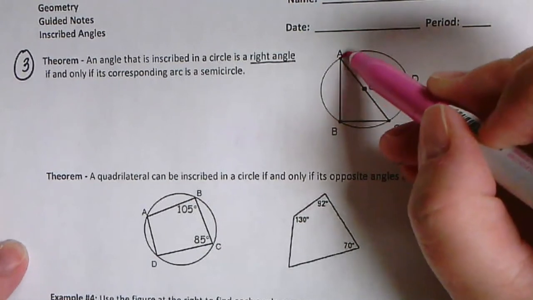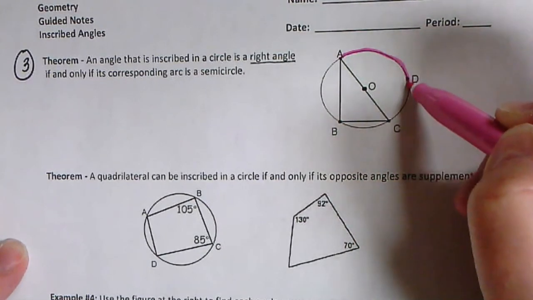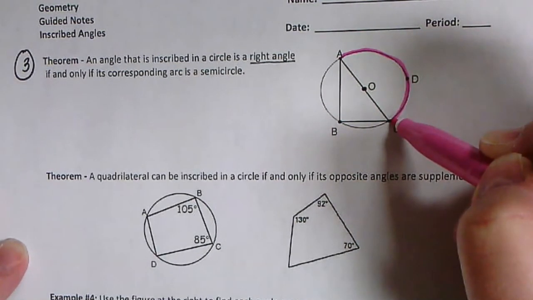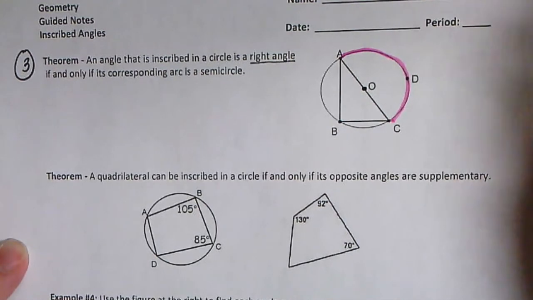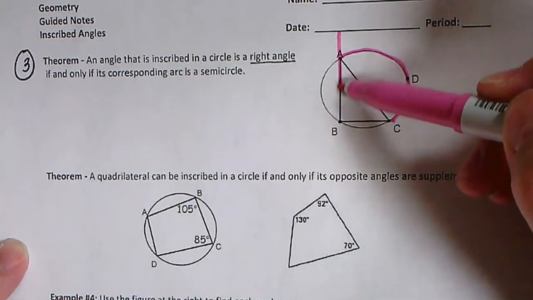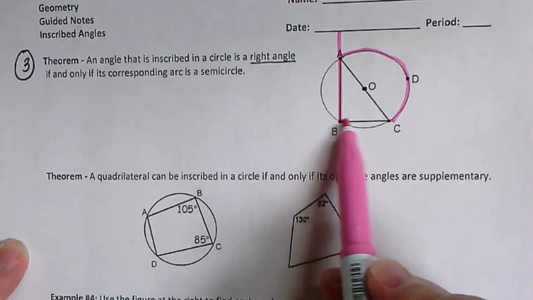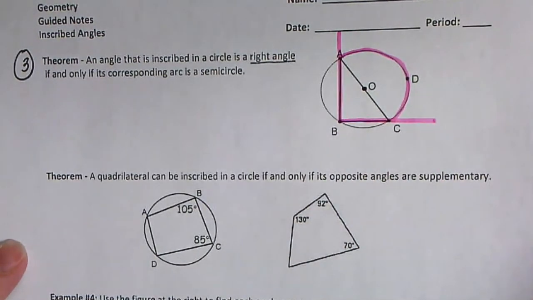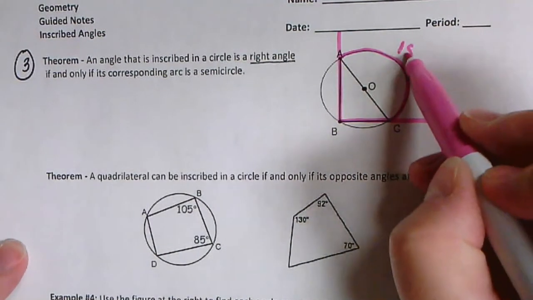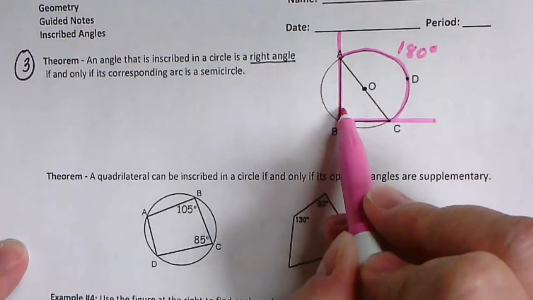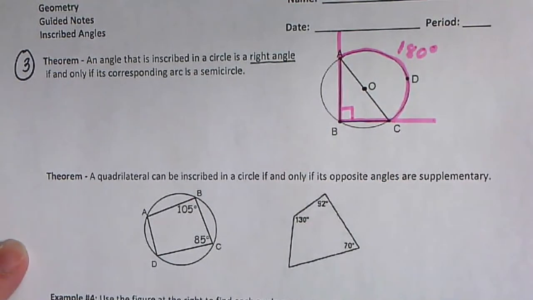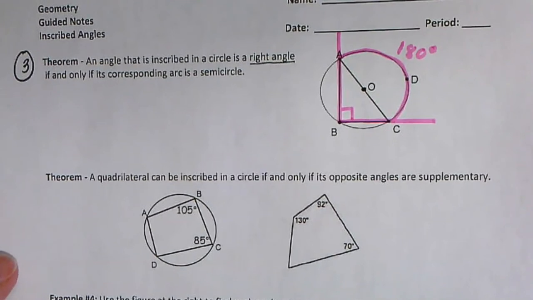From A to C, or you could call it arc ADC. That's a semicircle. That's half of a circle, which makes this angle, angle ABC, half of that. A semicircle is 180, so this is going to be 90, half of that. Another way you can look at this, a couple ways.